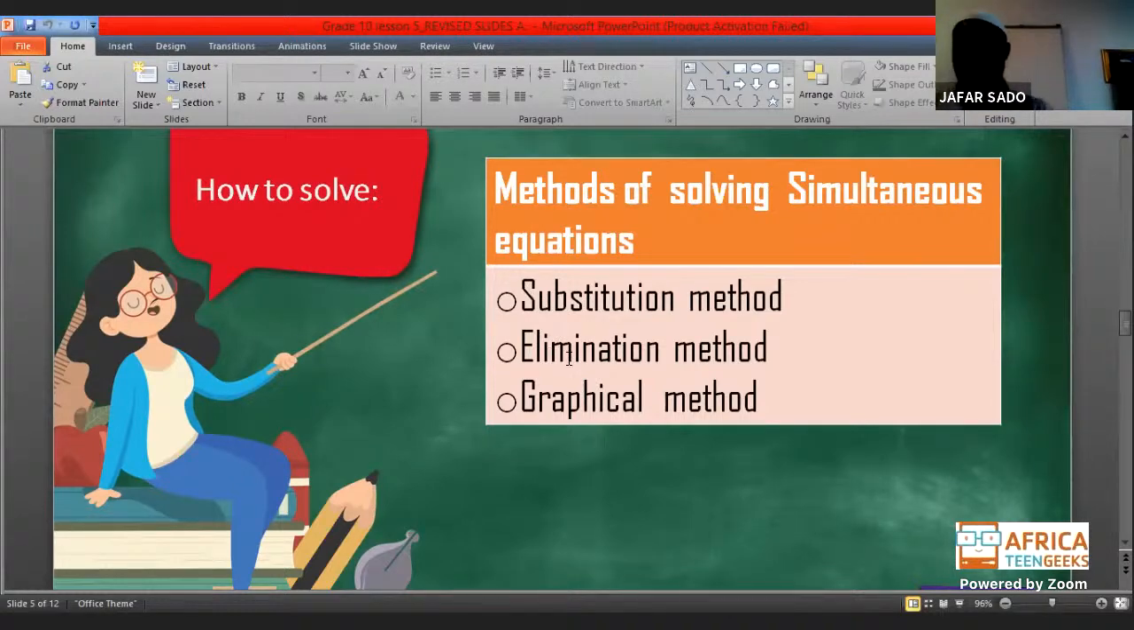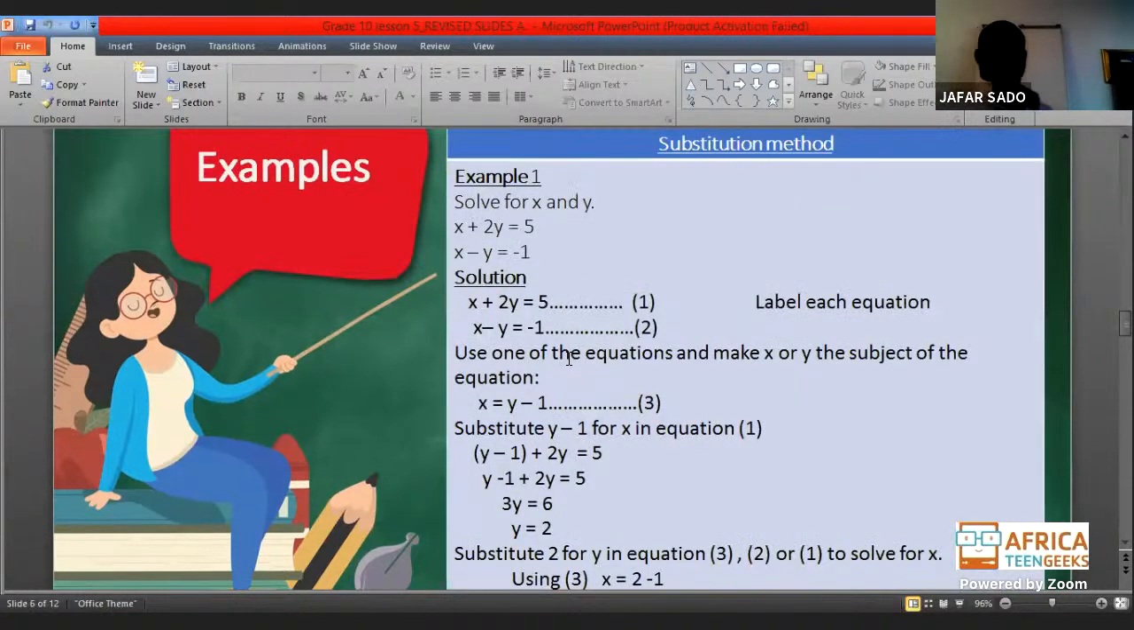Next, we'll be looking at examples. We're starting off with the substitution method. How do we solve simultaneous equations using the substitution method? Example one: solve for x and y. Now we have two equations and two variables, x and y. So find the values of x and y in these two equations. If you have to solve for x and y in these two equations, what do you do? The first thing to do is to label your equations.